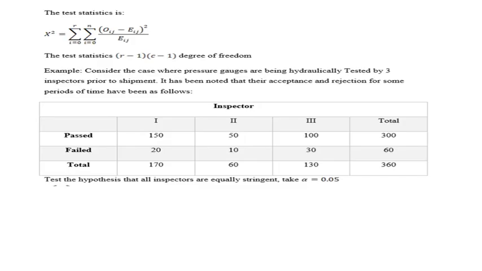Now they said we should test the hypothesis that all inspectors are equally stringent, taking alpha to be 0.